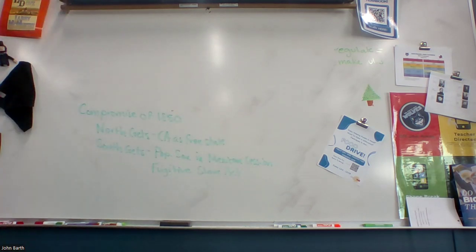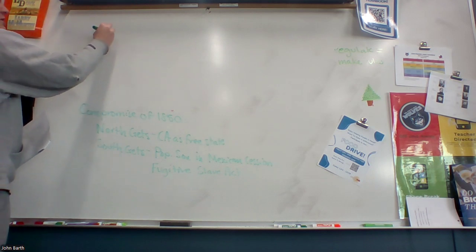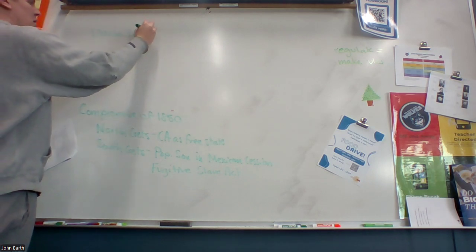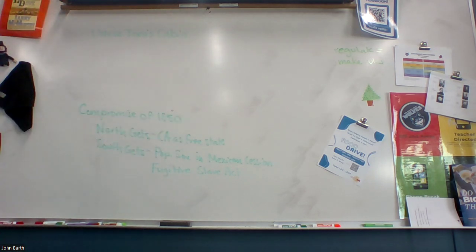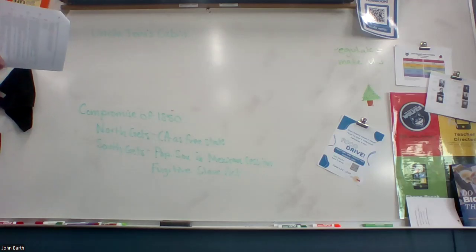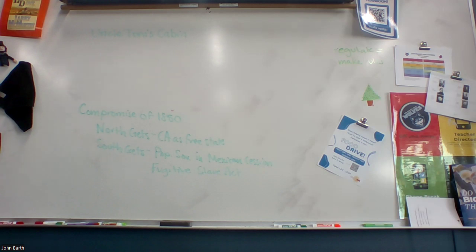We have a famous book written during this time by Harriet Beecher Stowe. What was that book called? Uncle Tom's Cabin. And it showed Northerners the brutality of slavery, and it showed families being separated. It showed inhuman treatment of enslaved people, right? So it opened the eyes of many Northerners.